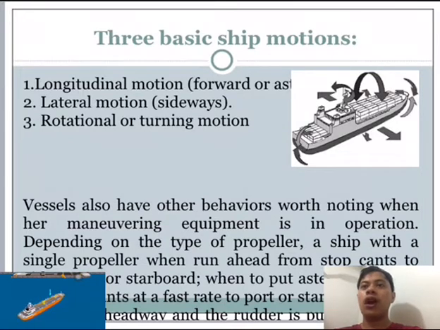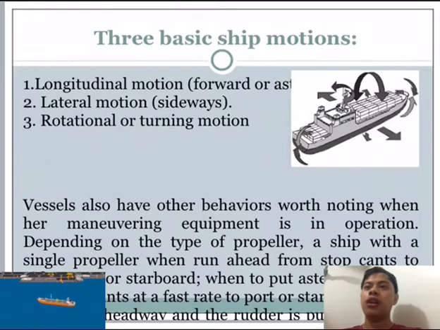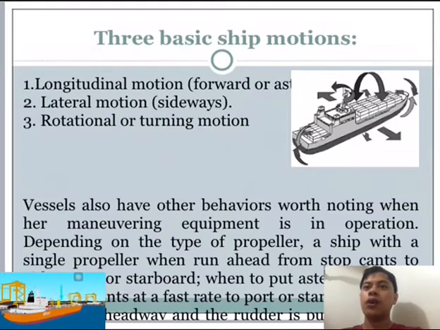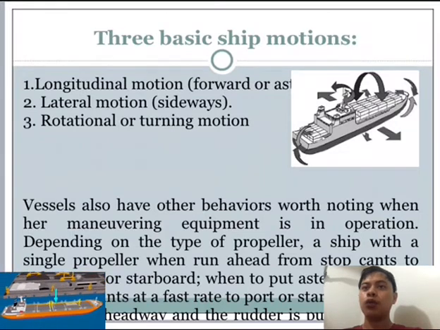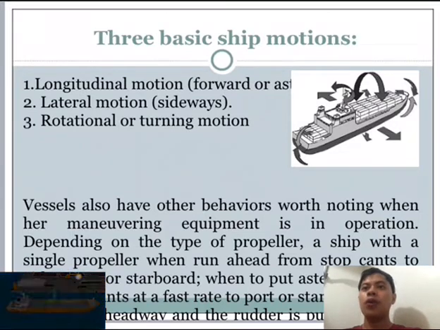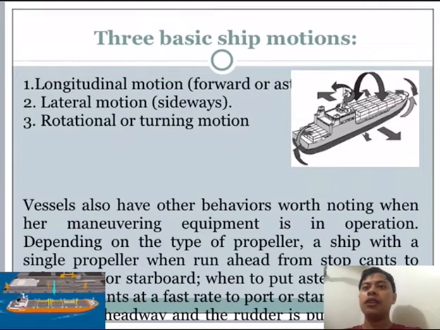Vessels also have other behaviors worth noting when her maneuvering equipment is in operation. Depending on the type of propeller, a ship with a single propeller, when run ahead from stop, cants to either port or starboard. When put astern from stop, the stern cants at a fast rate to port or starboard. When a ship has headway and the rudder is put over to 1.